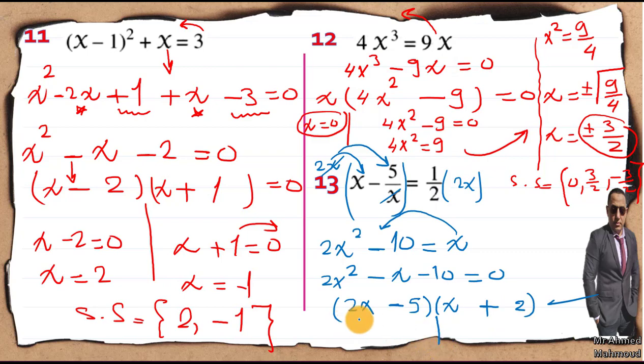Finally, 2x minus 5 equals 0. I'm going to send minus 5, it will be 0 plus 5, 5. And then I'm going to divide by 2, so finally x equals 5 over 2. Here x plus 2 equals 0, so x equals negative 2. Finally the solution set is 5 over 2 and negative 2.